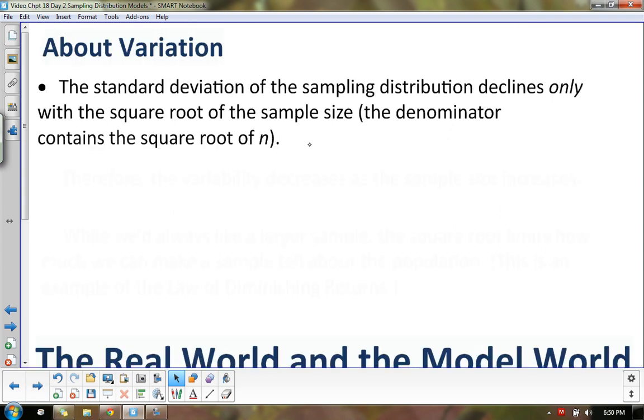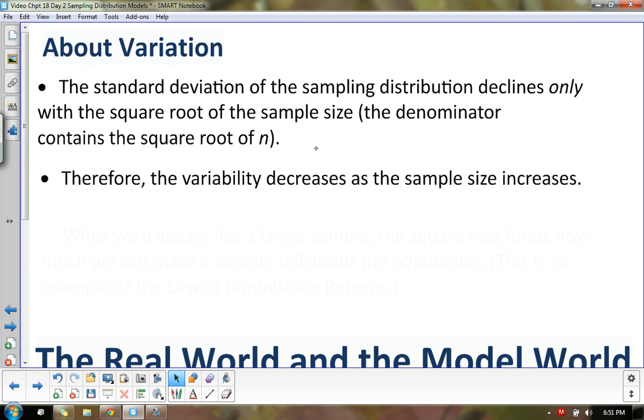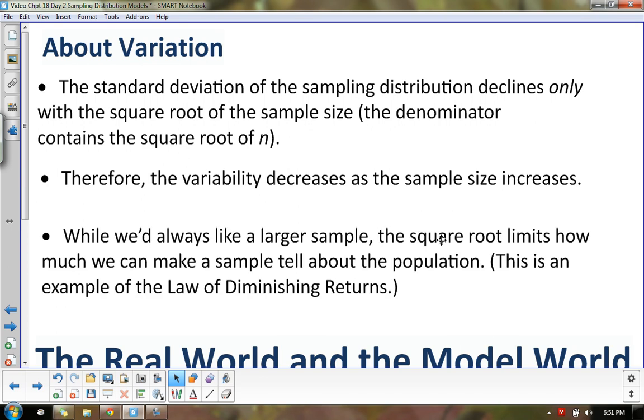So when we talk about that variation, the standard deviation declines with the square root of the sample size. We're going to be doing a lot of practice with this in class, but please make sure that you understand that. It changes not directly with the sample size, but with the square root, because your denominator contains the square root of n. So the variability decreases as the sample size increases. We'd like to have a larger sample, but that square root limits how much the sample can tell us about the population. Okay? Now this is the law of diminishing returns, if you've ever heard about that before.